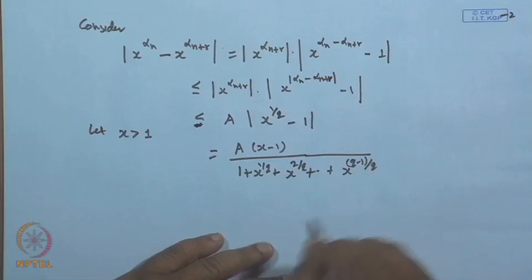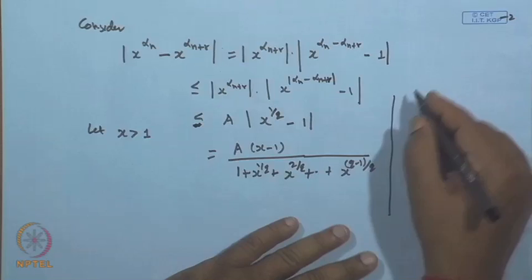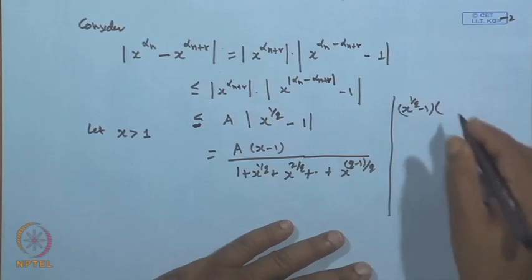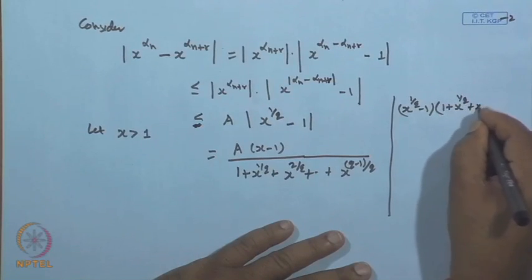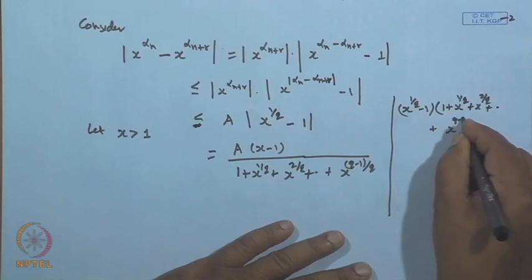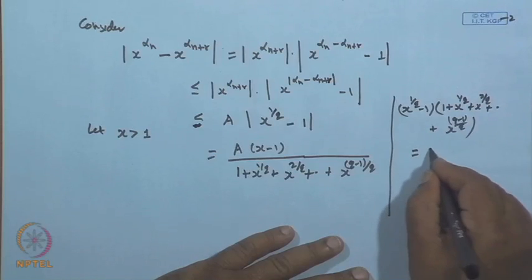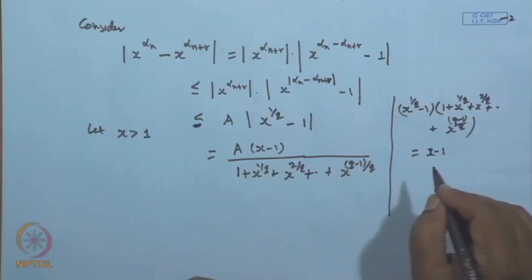So, when you multiply this, we are basically getting x to the power 1 by q minus 1. When you multiply this by 1 plus x to the power 1 by q plus x to the power 2 by q and so on plus x to the power q minus 1 by q, then this is the expansion of 1 minus x, minus 1, x is greater than 1.